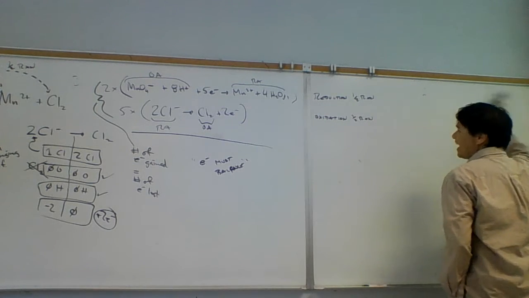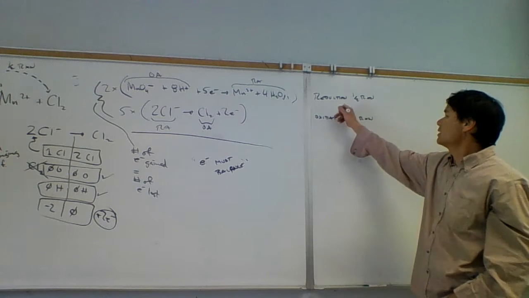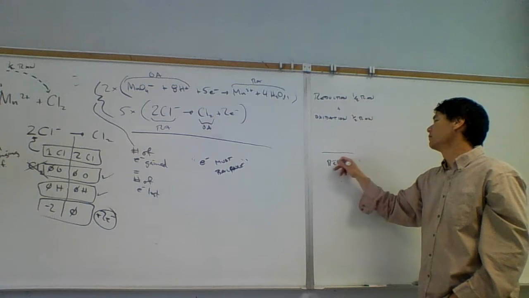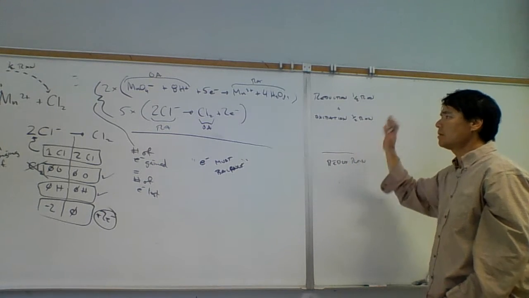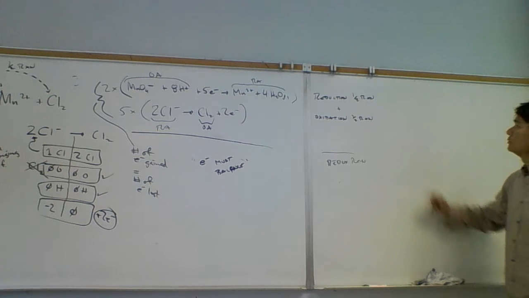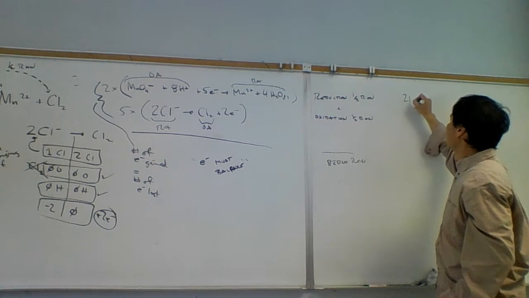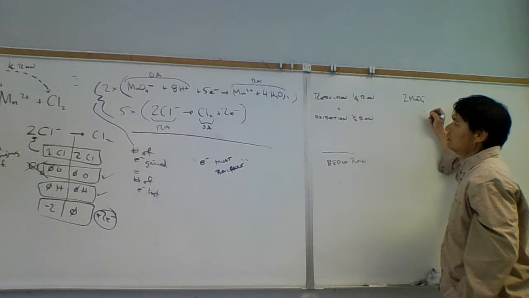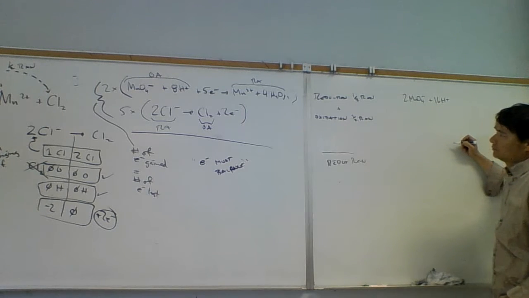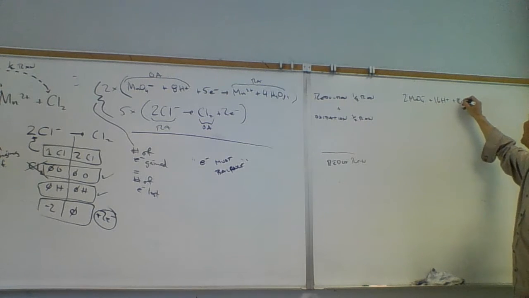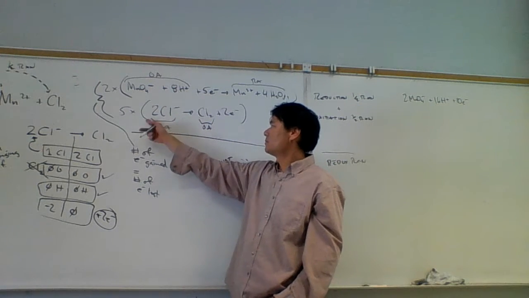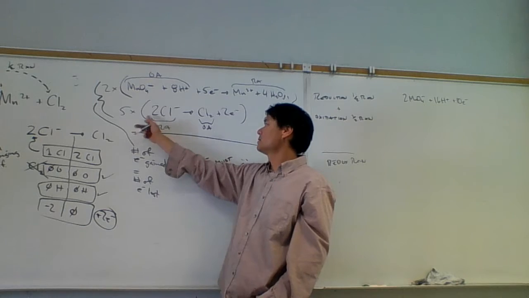What we're going to do is add these two up. So the reduction half reaction plus the oxidation half reaction is going to give us the net redox reaction. And so the net redox reaction is just summing up everything on the left and summing up everything on the right. So if we sum up everything on the left, I'm going to get 2 permanganates plus 16 H+ plus 10 electrons. That's from the top equation. And then I have to account for the reactants on the bottom equation, plus 10 chlorides.